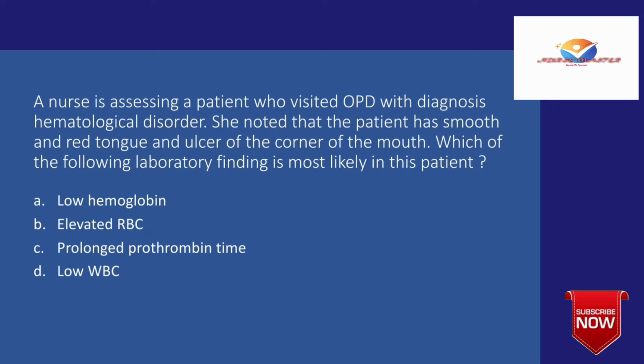Low hemoglobin in the blood is anemia. Anemia causes weakness, lethargy, pale skin, and ulcer in the corner of the mouth. Increased RBC and decreased WBC are seen in polycythemia. Prolonged prothrombin time is seen in bleeding disorders.